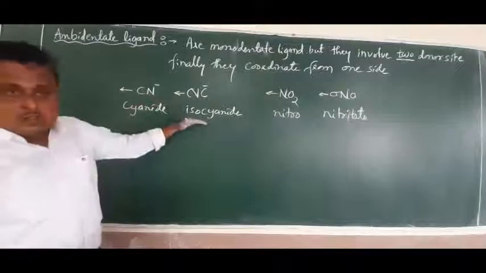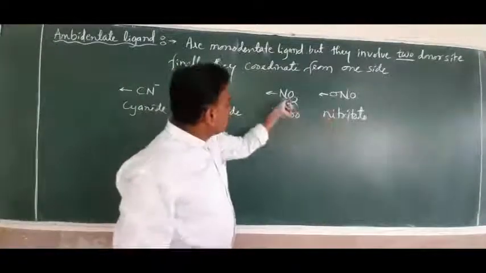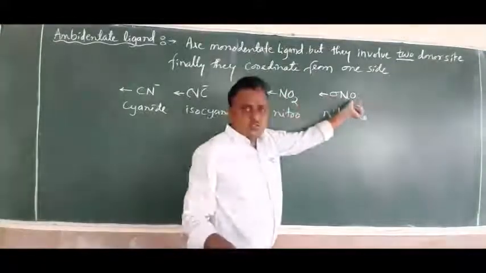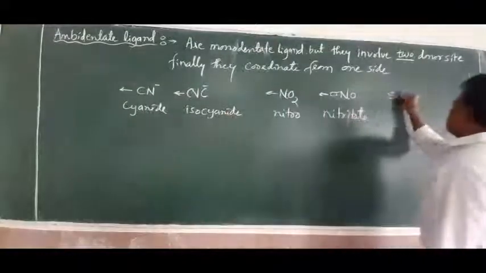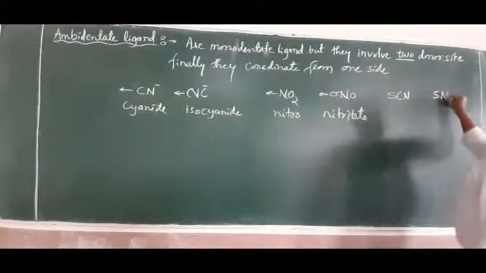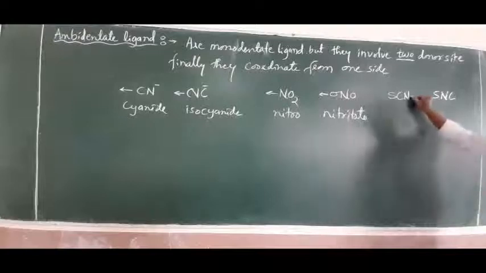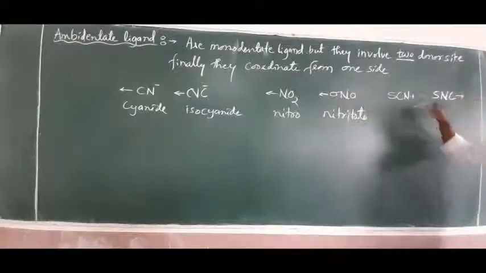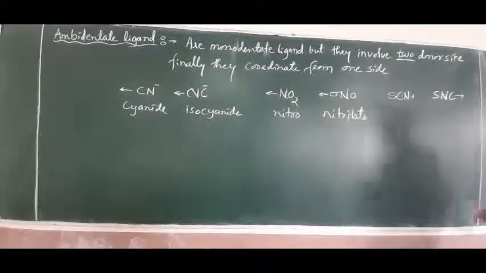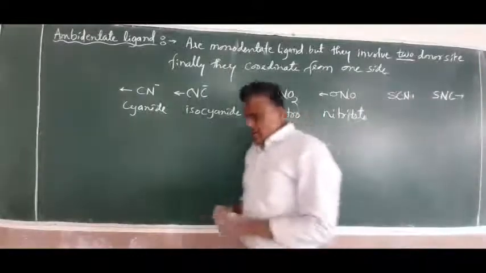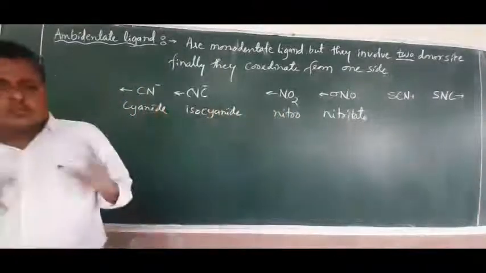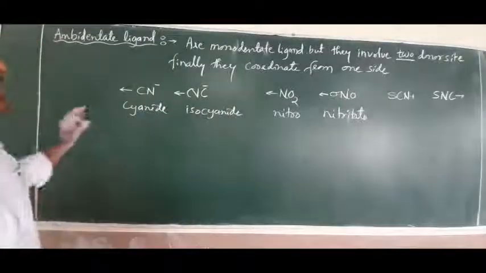So this is one example. Nitro and nitrato. So here nitrogen donor, oxygen donor. So similarly, SCN, SNC, thiocyanate and isothiocyanate. These are the two donor sites. Other ambidentate ligands are the monodentate ligands which have two donor sites, but finally they coordinate from one side.